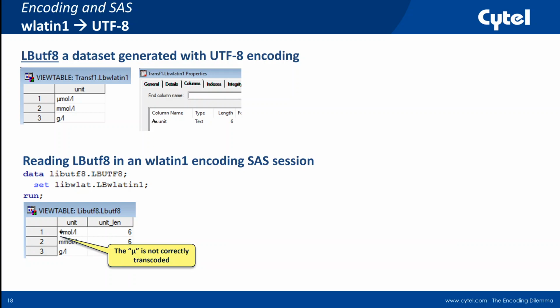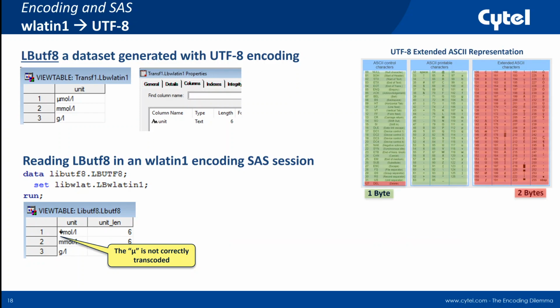I earlier mentioned that the same character in one encoding system might require 1 byte, while when transcoding into another encoding system, the same could require 2 or more bytes. If you look, for example, at the 256 ASCII characters, we can see that the standard ASCII characters require 1 byte in UTF-8, and same in WLatin1, while the extended ASCII characters in UTF-8 require 2 bytes as opposed to WLatin1, which requires 1 byte. So the micro symbol is on the list of characters that in UTF-8 requires 2 bytes instead of 1.